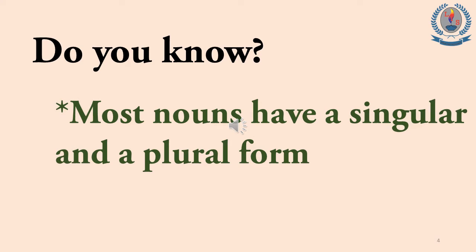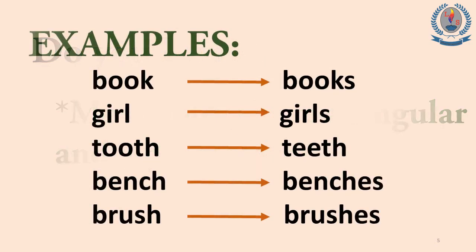Do you know most nouns have a singular and a plural form? Look at these examples. Book, books. Girl, girls. Tooth, teeth. Bench, benches. Brush, brushes.